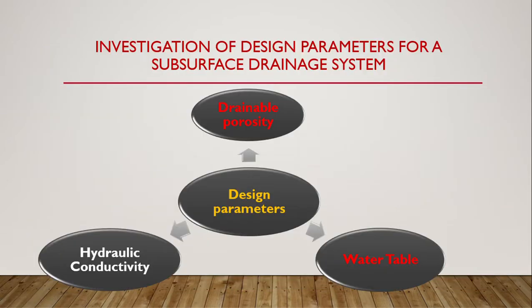Now we will move on to the investigation parameters which we have to find out before designing a subsurface drainage system. There are mainly three parameters. One is the drainable porosity, second one is water table, and the third one is hydraulic conductivity. Anyway, we will see the first two in today's class. What these terms mean, and how we can find these two parameters by lab method or field method. So these are the things which we will see today.